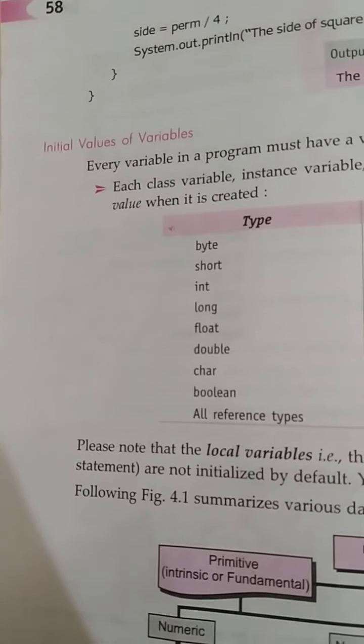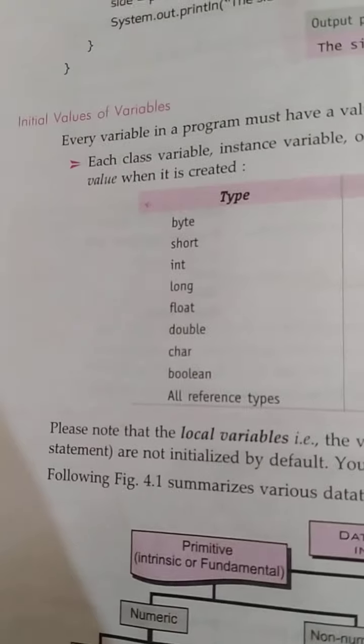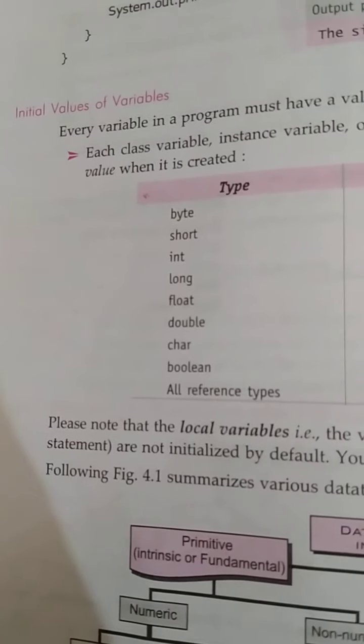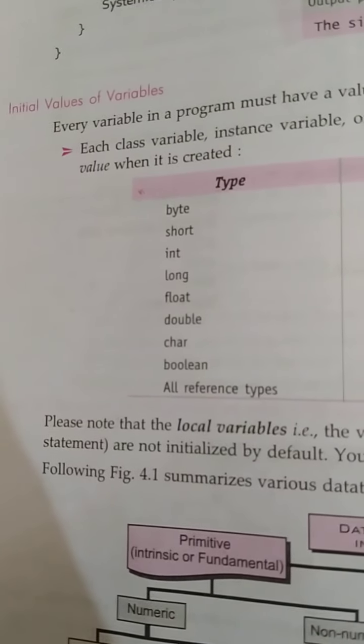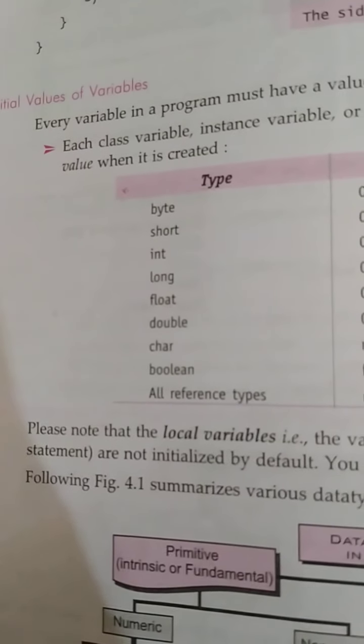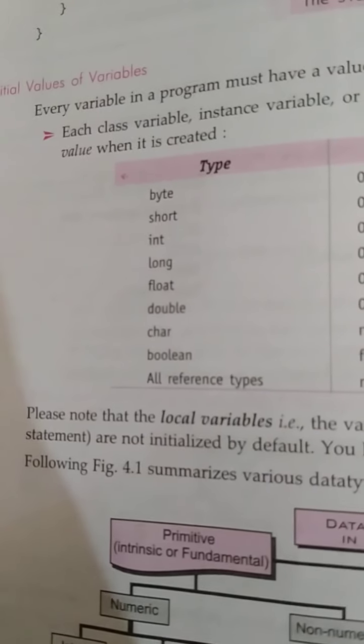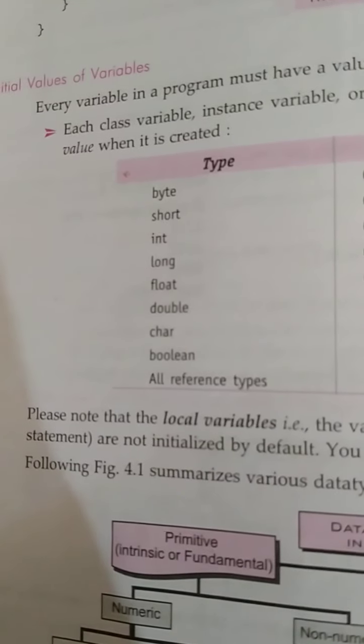Hello students, today we are going to learn about the initial values of variables. In the previous classes we have discussed what is a variable. A variable is a named memory location that is used to hold one type of data. It can be integer, character, string, anything.